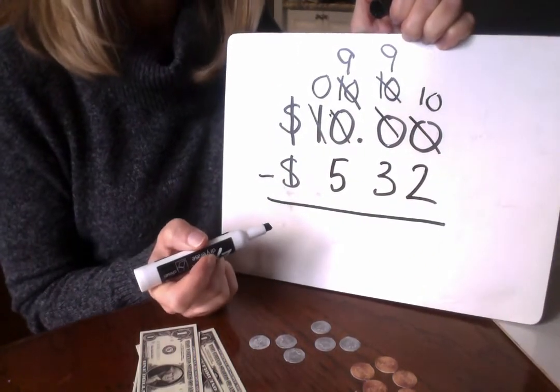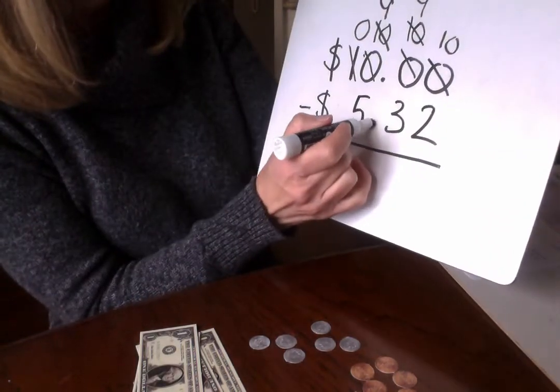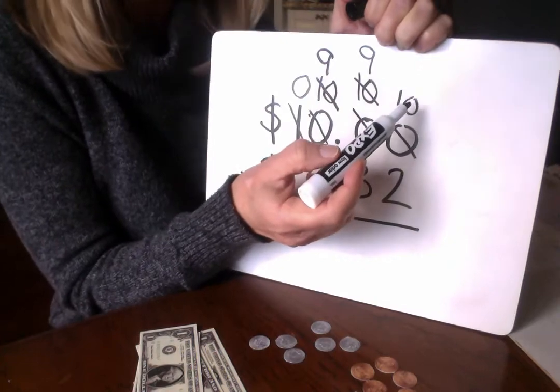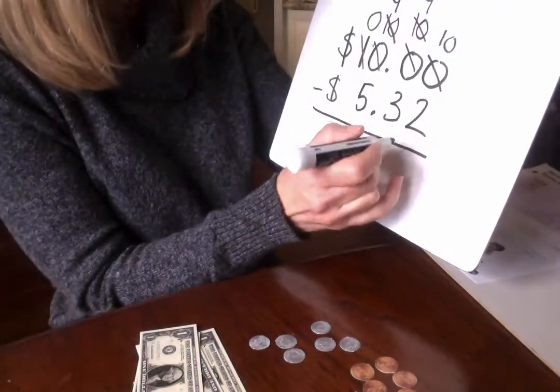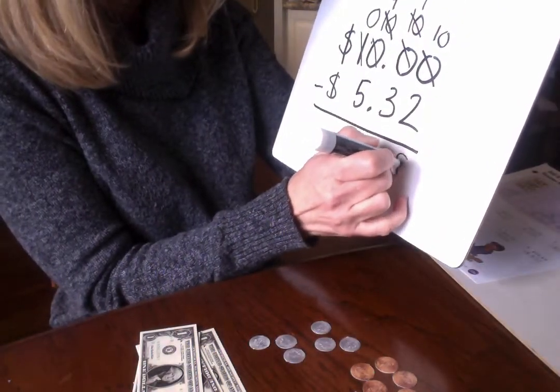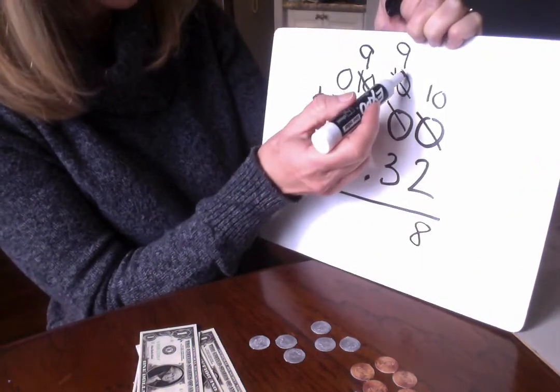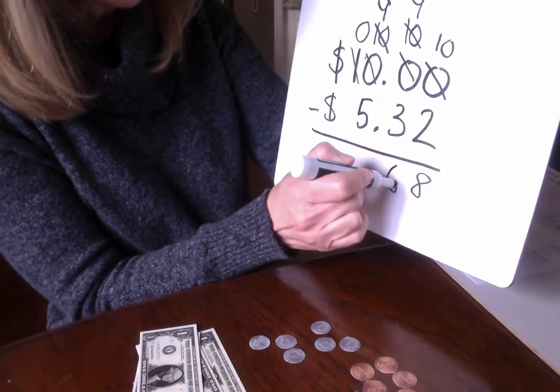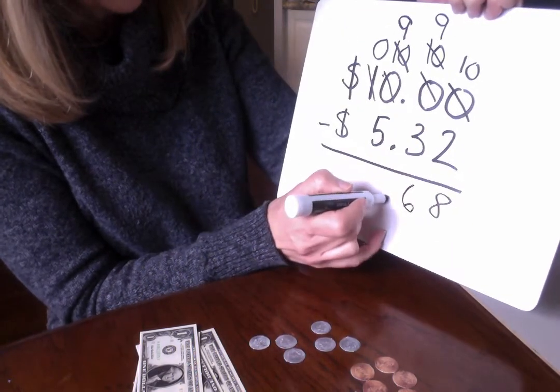So now I can finally subtract. I forgot my decimal point, but I can finally subtract everything. So from my 10 pennies, I could take 2 pennies away, and that left me with 8 pennies. Okay, from my 9 dimes, I could take 3 away, and that left me with 6 dimes. My decimal point goes here.